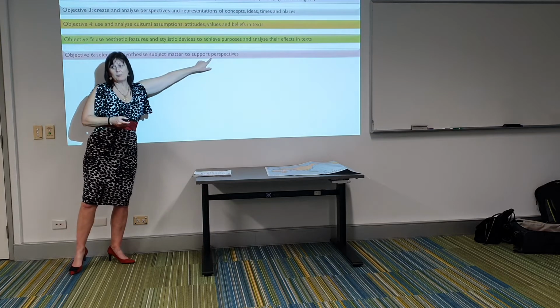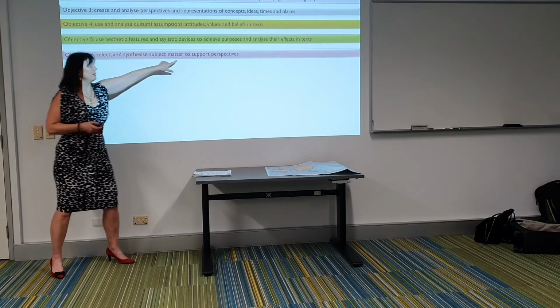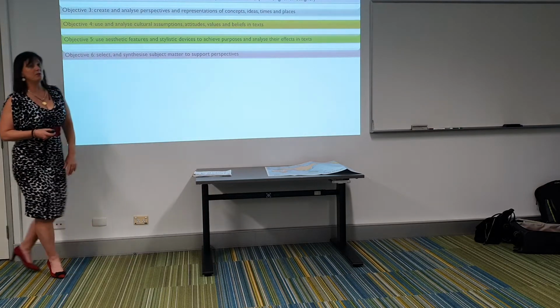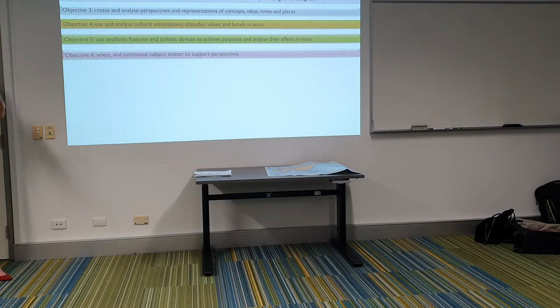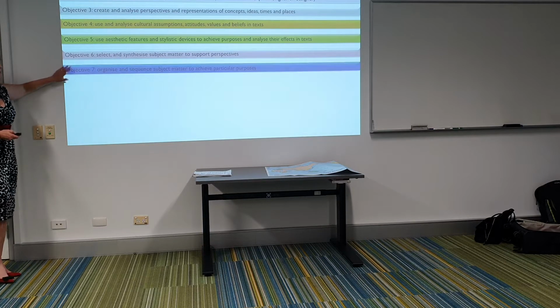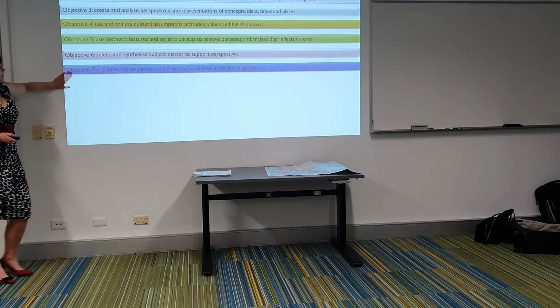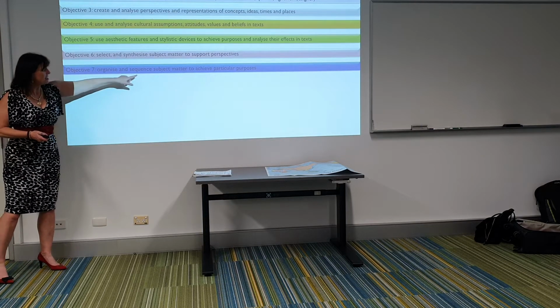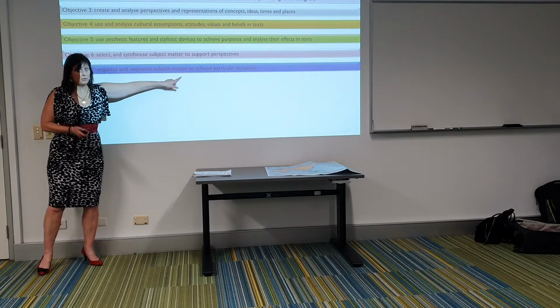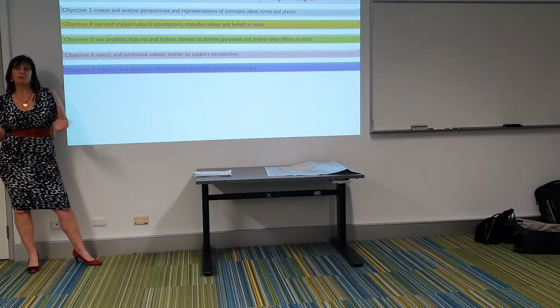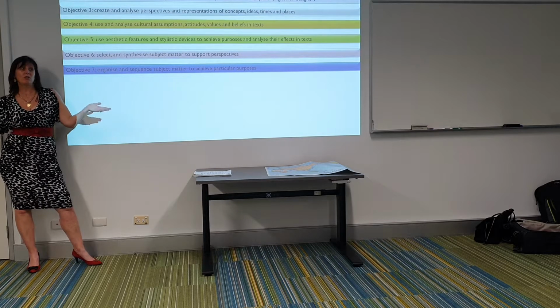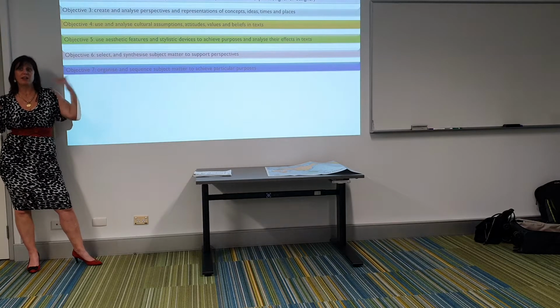To support their perspectives. So how you're going to teach them to support their perspectives. You're probably going to do a lot of workshopping. You say what you think, and then you break it down and you workshop it. Objective 7, you're going to teach your students to organise and sequence their subject matter to achieve a particular purpose. So if it's a persuasive speech, you're going to have your introduction, a hook, your arguments, 3 arguments, and your conclusion.